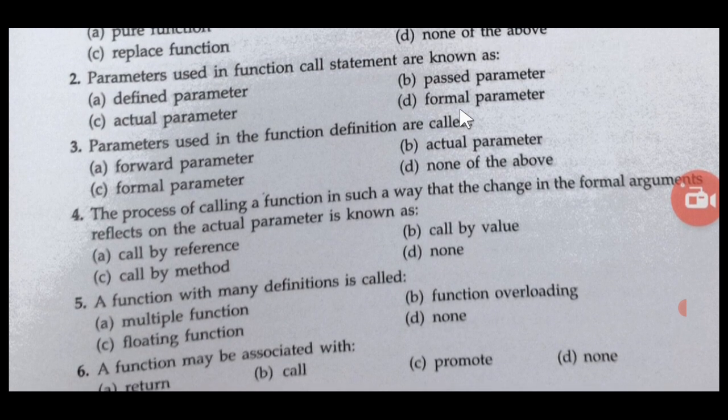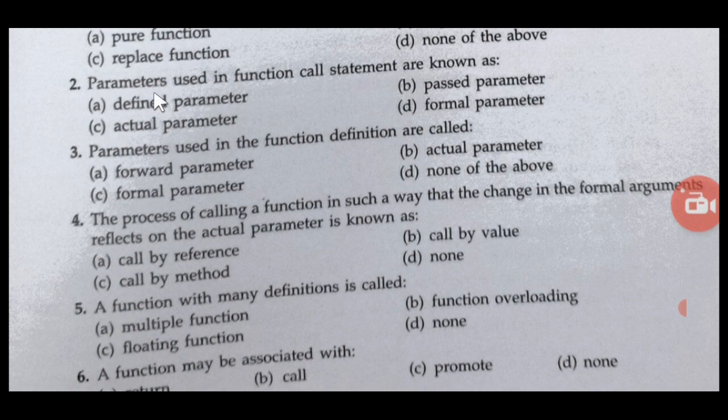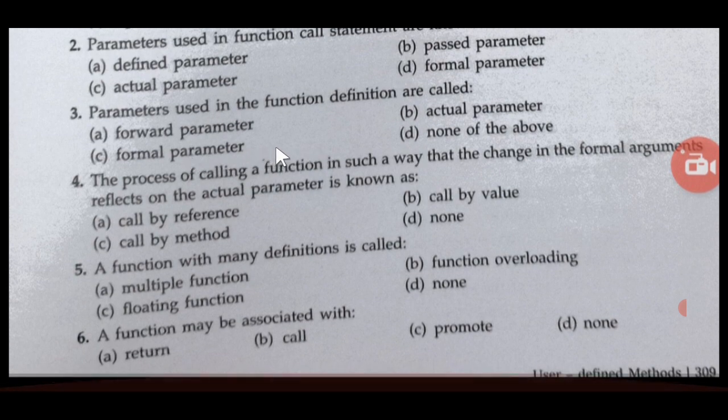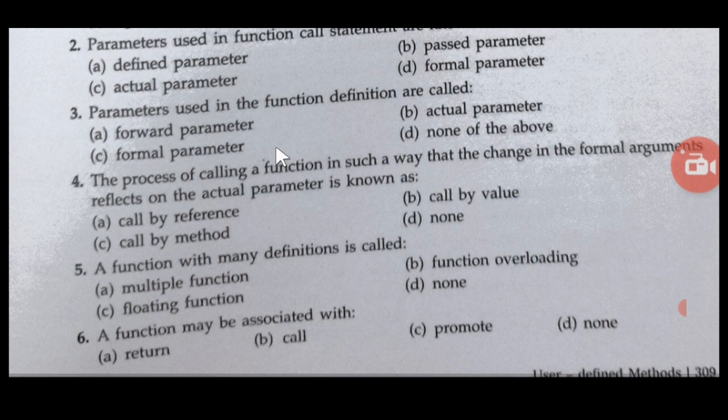Okay, parameters used in the function call statement. Parameters or arguments used in the function call, when the function is being called, not being defined. So what is that? That is known as the actual parameter, right? Parameters used in the function definition are called the formal parameters. So like this, students, everybody may do it very fast. Let's see what is there.